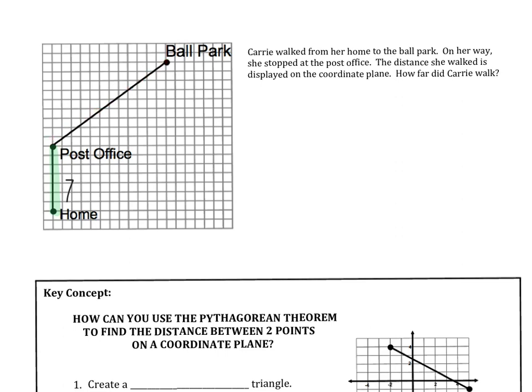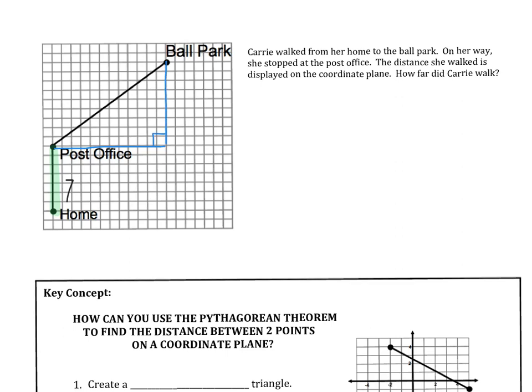However, from the post office to the ballpark, that is a diagonal slanted segment. We cannot count that on the coordinate grid. It's not going horizontal or vertical like the previous segment that's highlighted in green. So we can make a right triangle here to find the distance between the post office and the ballpark. Why would we do that? You may be wondering. Well, let's draw this right triangle and then it may make more sense.